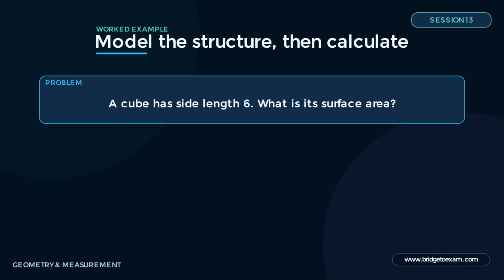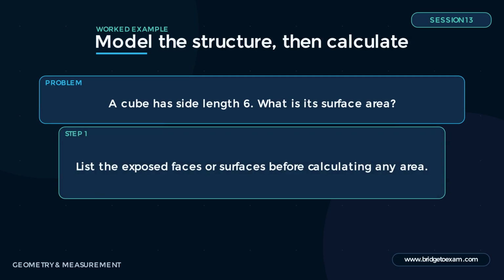Let us model a complete example. A cube has side length 6. What is its surface area? Step 1 is to organize the information. List the exposed faces or surfaces before calculating any area. Step 2 chooses and sets up the relationship. Pair congruent faces on a rectangular prism: top with bottom, front with back, and left with right.